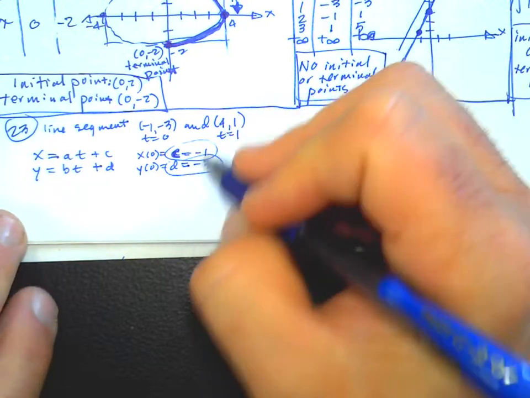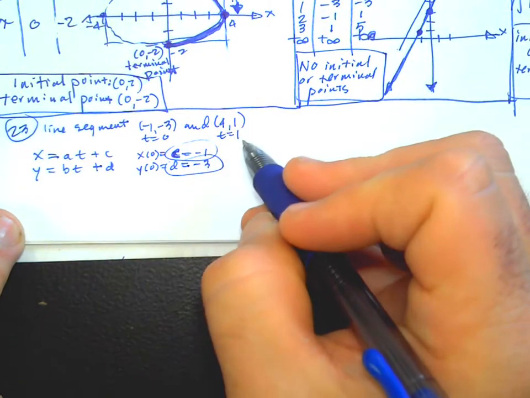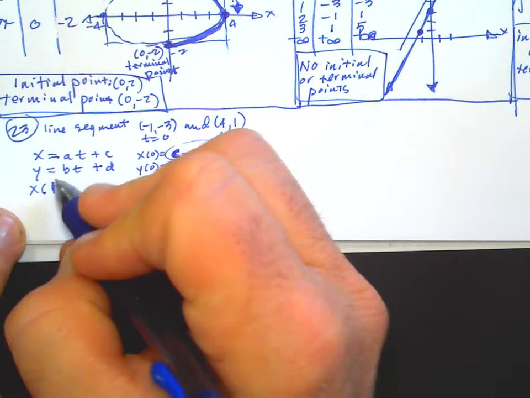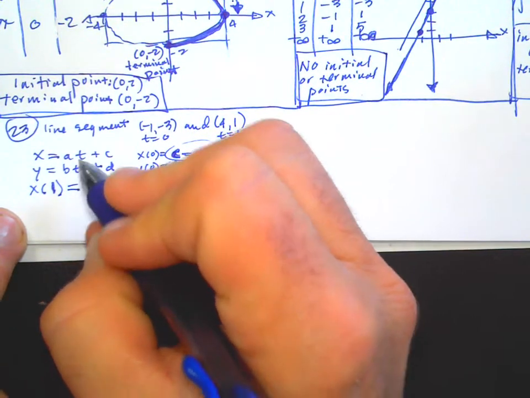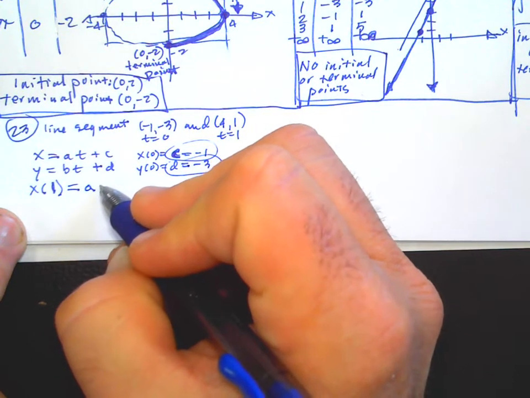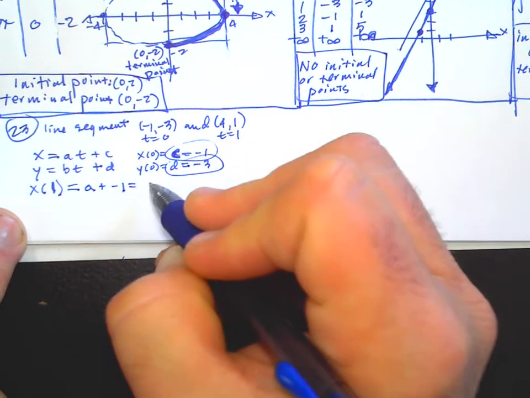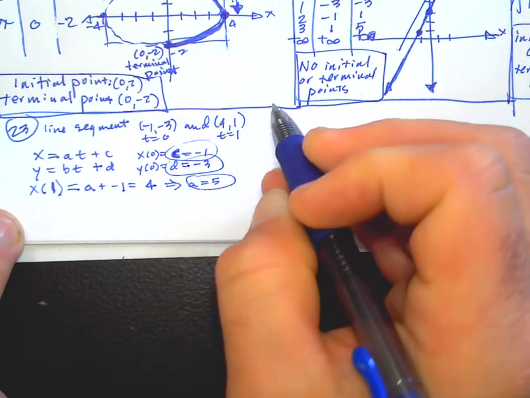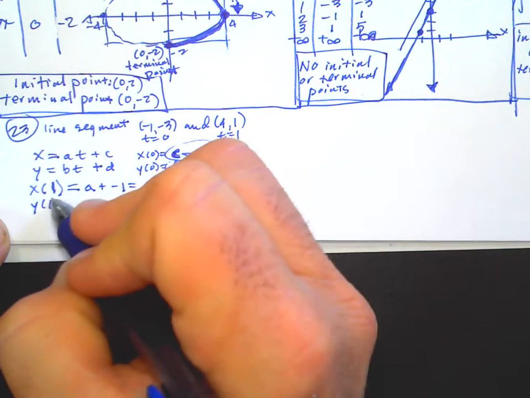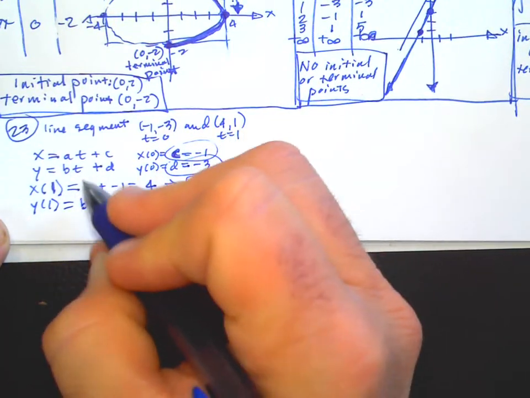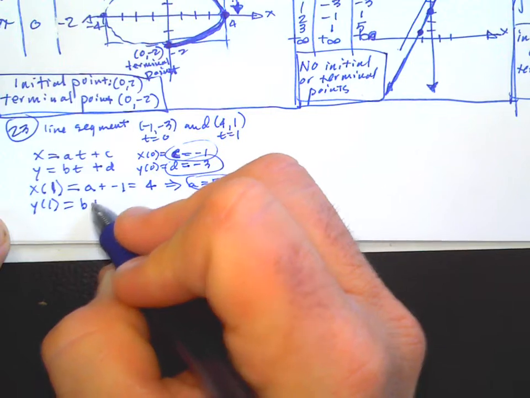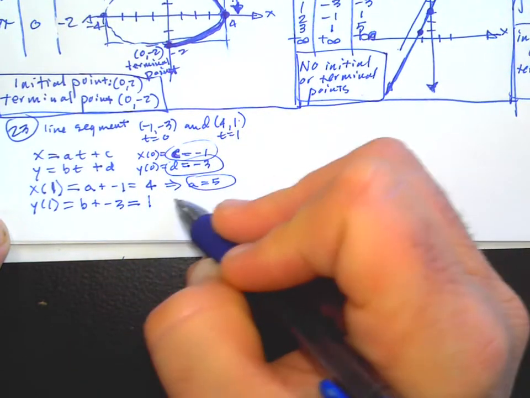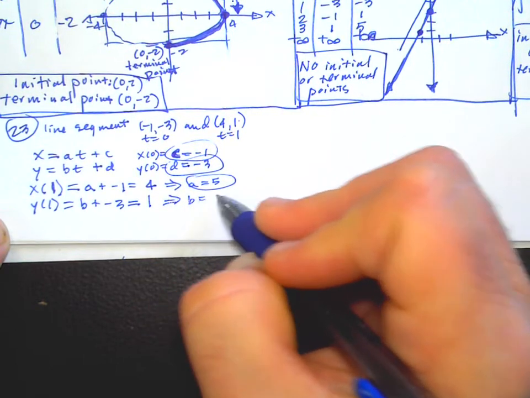So now we can rewrite it with those in it and then do the same thing. So x at time 1 is going to give you a plus c, which is now -1, and it should come out to 4. So then that means that a equals 5. And then y1 would give you b plus d, which we already figured out was -3, and it should equal the y value at time 1, which is 1. So then b equals 4.